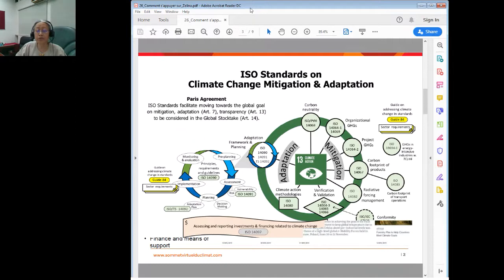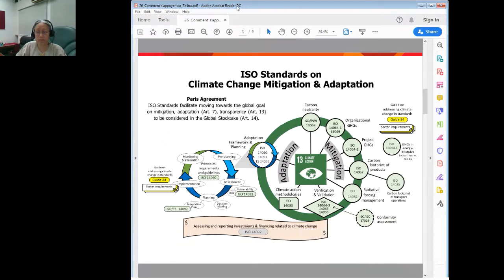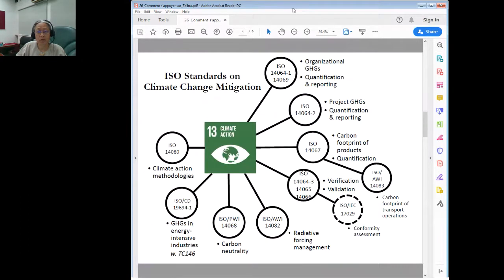In fact, in about 2 days' time in Paris, there will be a separate conference related to financing and climate change action. You can see that for the mitigation action, we have a long history going back to the Kyoto Protocol. Some of the important ones are related to greenhouse gas accounting for organization, project, and more recently we have changed the technical specification for carbon footprint to become a standard.